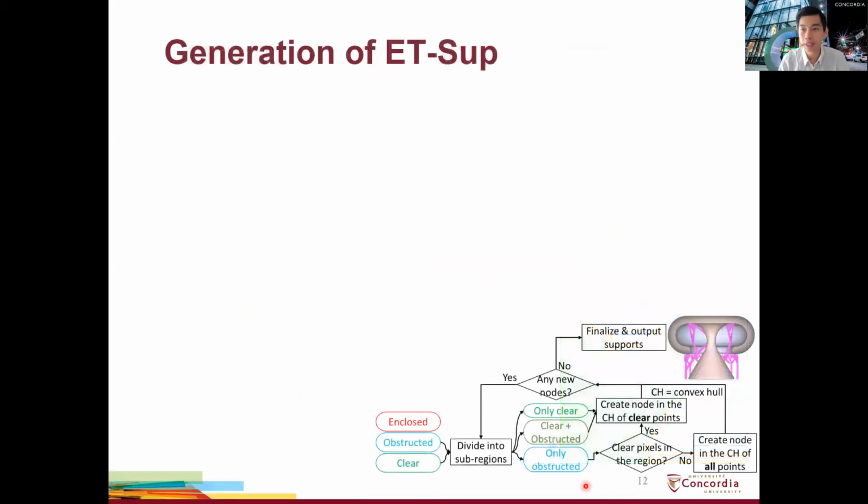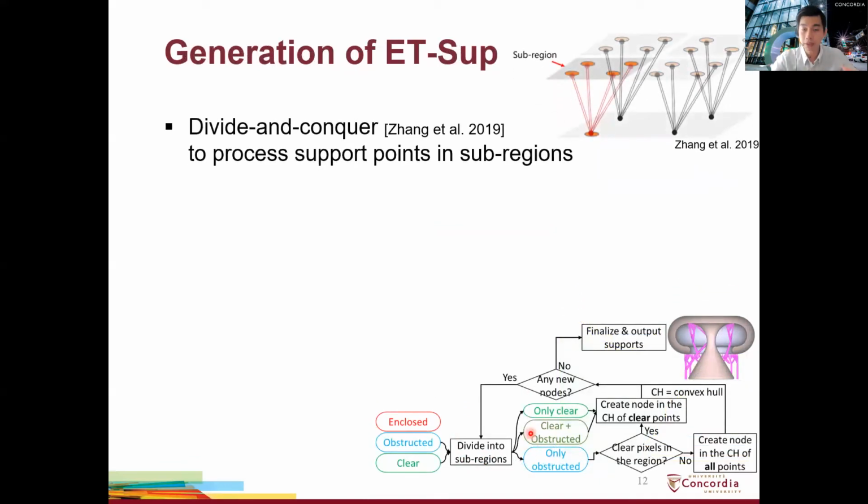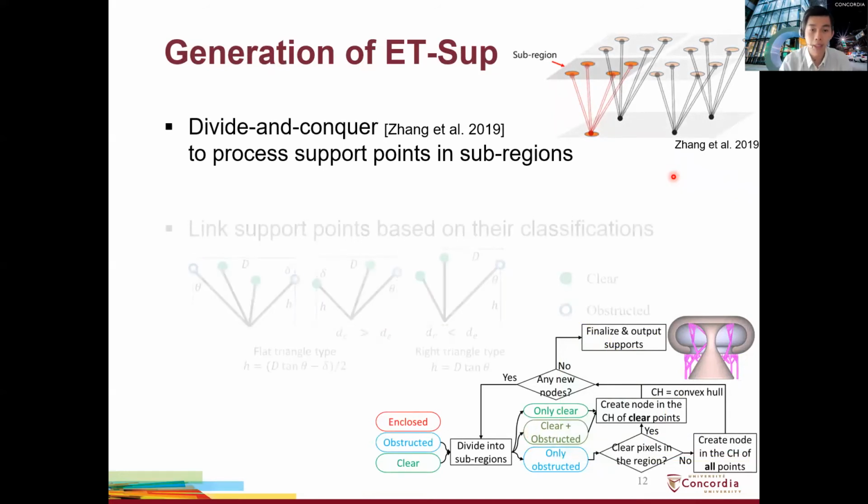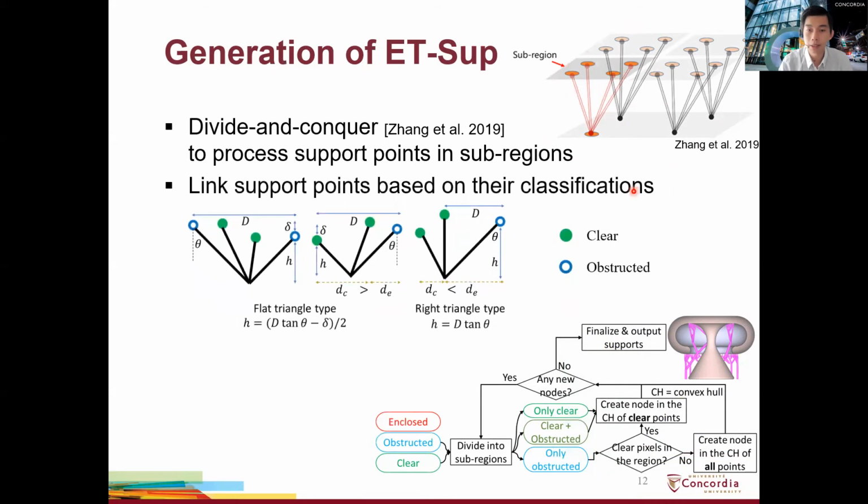After this classification, the next step is the generation of the support. As mentioned, we will divide it into different subregions. This is the divide and conquer method. Basically, you have different support problems, we group them, and then we enlarge each group. In each group, there are different configurations. We try to link from the obstructed to the clear. In this case, there are 3 different cases. Like this is obstructed, this is obstructed, and the clear one is in the middle.